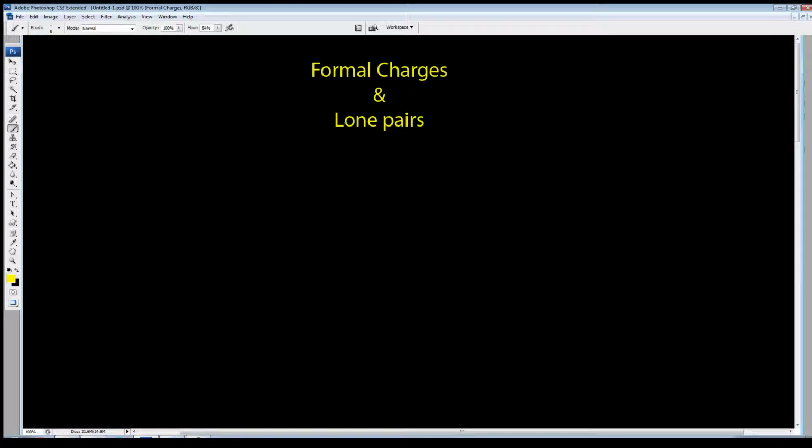Formal charges and lone pairs pretty much go hand in hand, and it's something that reoccurs throughout the chemistry courses. So it's a pretty good idea to get a handle on these before you go on to harder stuff like resonance structures or Newman structures. For right now, we're just going to go over formal charges. A formal charge is any atom that has an abnormal amount of electrons.